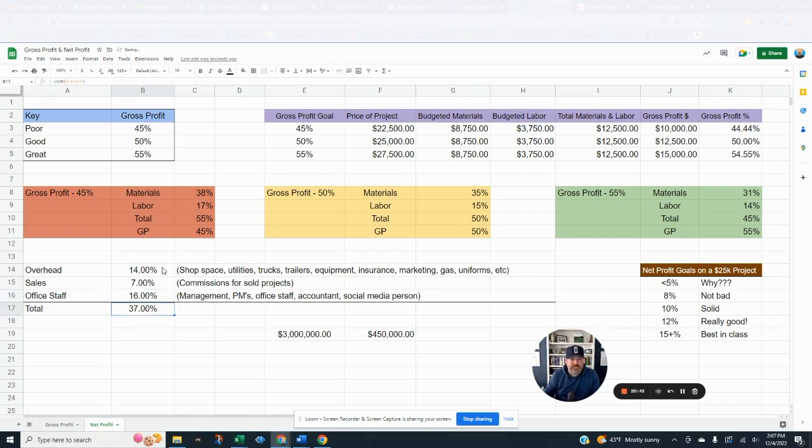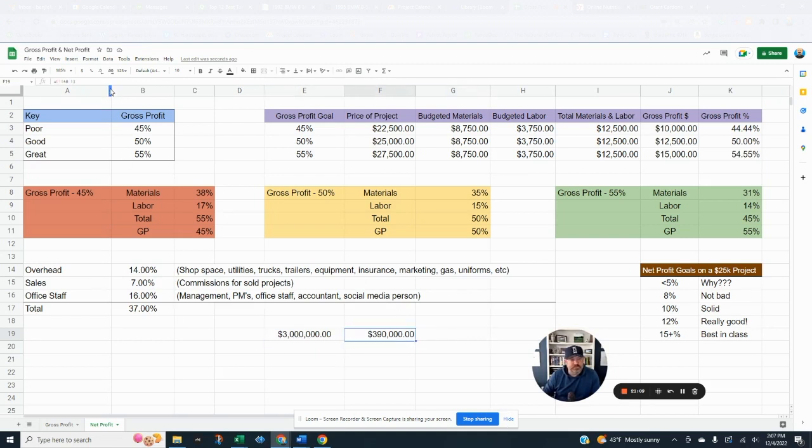This maybe comes down to 16. Right now you're at 37% and you're just running at 50% gross profit. Well, now you're making 13%, right? 13% on 3 million. Yeah, it's a big number, right? That surprised me even. But that's what it takes, right?